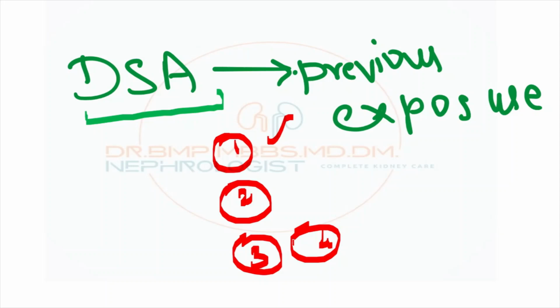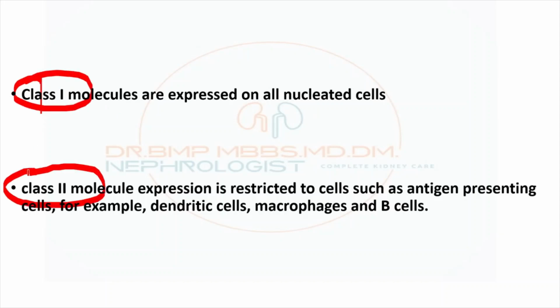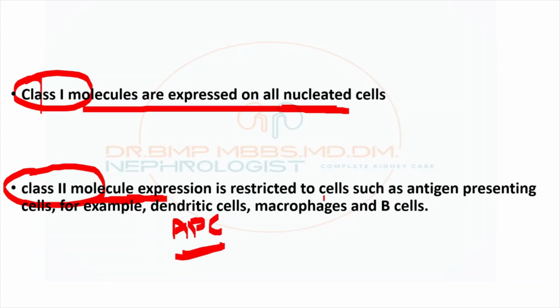So let's proceed to how we are going to detect this. Before that, with respect to HLA, there are two classes. I hope everyone is aware: HLA class 1 and class 2. HLA class 1 is expressed on almost all the cells, whereas HLA class 2 is present only in antigen presenting cells like B cells, macrophages, dendritic cells.